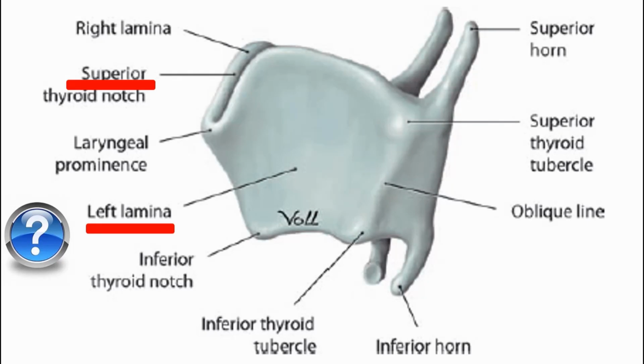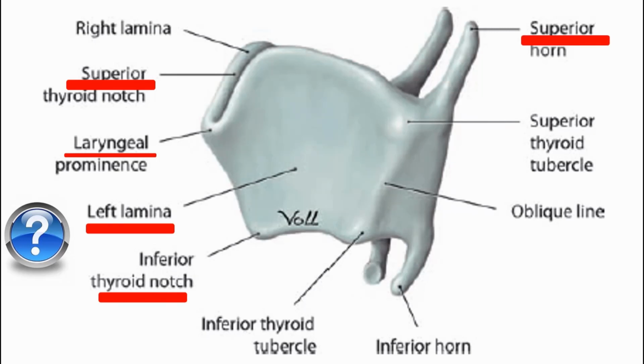And at the inferior part of the notch, which becomes the most prominent anterior part, this is called the laryngeal prominence. And at the lower part of the lamina anteriorly, there is what is called the inferior thyroid notch. These are the lateral and anterior parts of the thyroid cartilage.